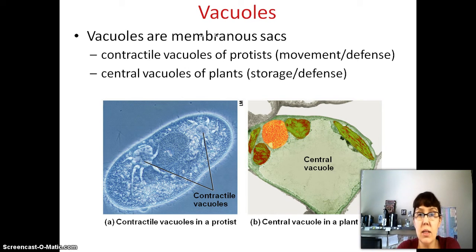Vacuoles in plants can be used for different things. Storage and defensive compounds. Think about where essential oils come from. They're stored in central vacuoles. In protists, which are not plants, but they're single-celled eukaryotic organisms, they can use vacuoles to help them to move themselves. They basically will contract the vacuoles and squirt liquid out of them, and that allows them to move with a sort of jet propulsion.